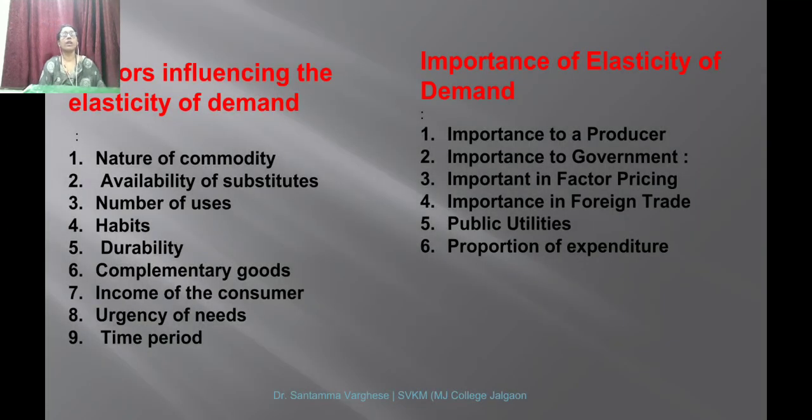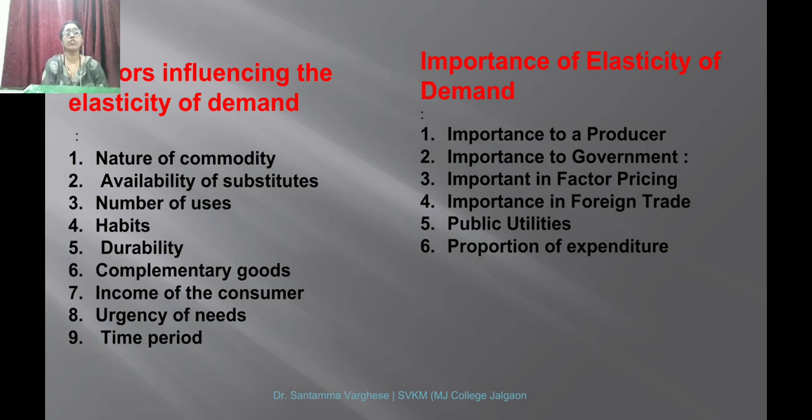Now we are going through the factors influencing the elasticity of demand. Which are the factors that influence the elasticity of demand? There are 9 factors given. We studied the factors affecting demand. In the same way, there are 9 factors that influence the elasticity of demand.